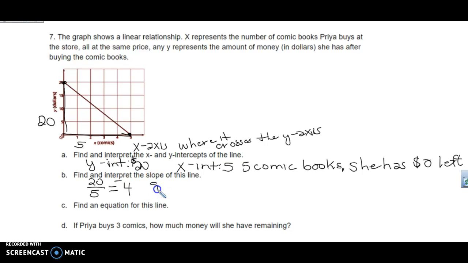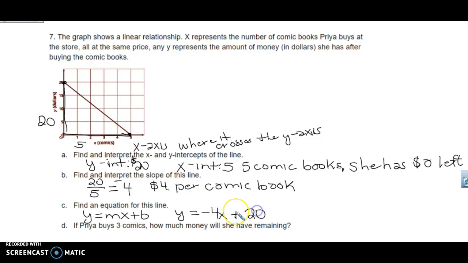And what this is telling us is that she spends $4 per comic book, or that her money is decreasing by $4 every time she buys a comic book. Part C, we want to write the equation for this line. Remember, we use the format y = mx + b to write equations. So this is going to be y = -4x + 20, because that is the amount of money she started with before she bought any comic books.